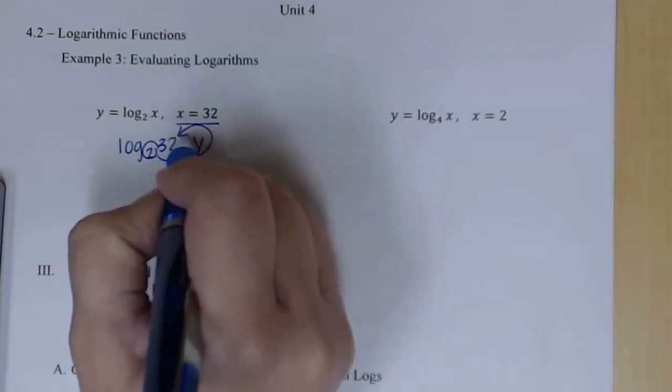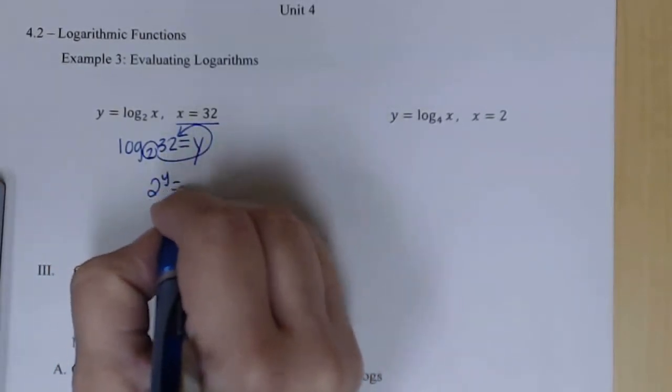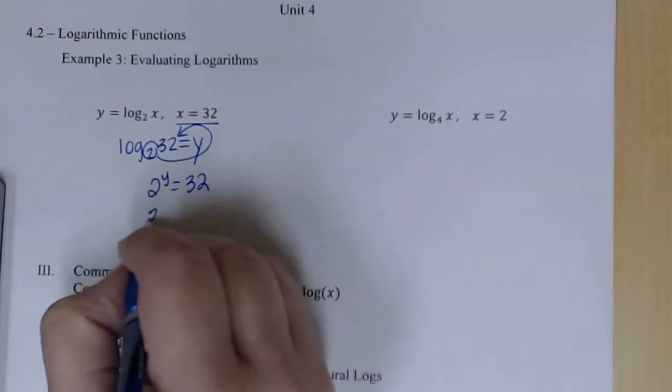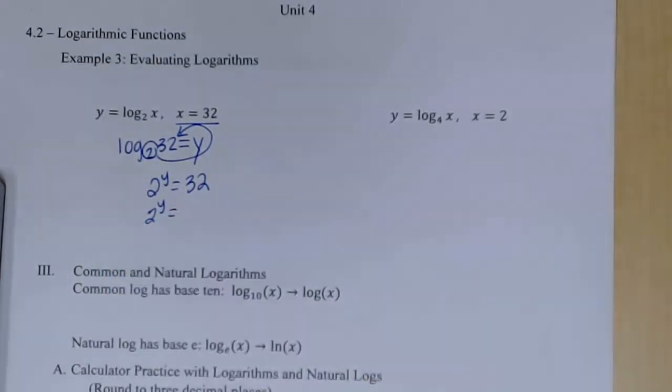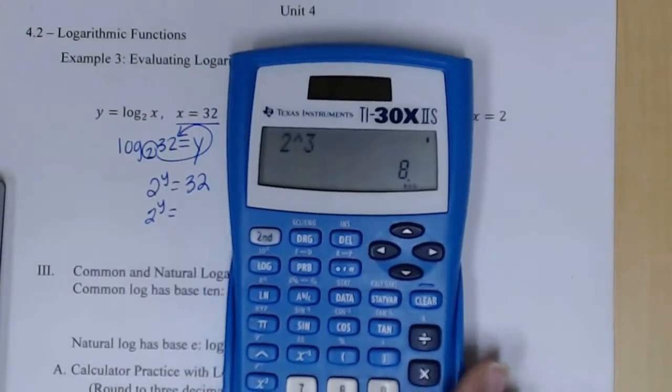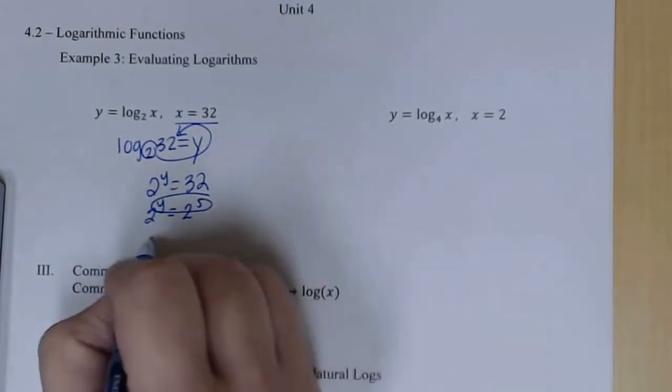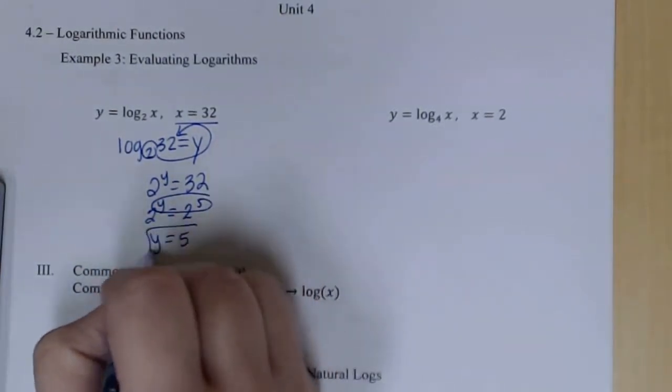So I'm going to rewrite it as an exponential. 2 to the y is equal to 32. Then I'm back to the 1-to-1 property. 2 to the y is equal to... I'm going to grab my calculator. So let's see, 2 to the 4th is 16. 2 to the 5th is 32. So I'll say, well, that's equal to 2 to the 5th. So now by the 1-to-1 property, y is equal to 5.